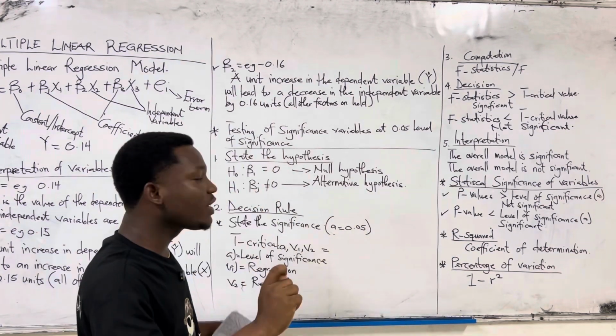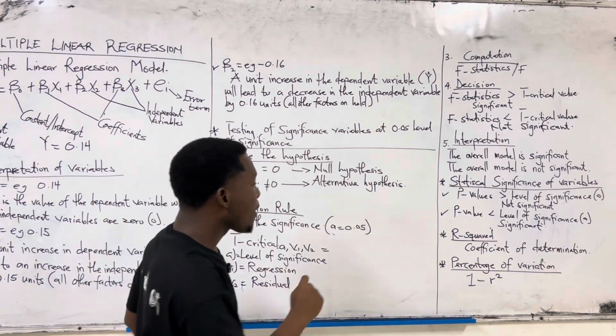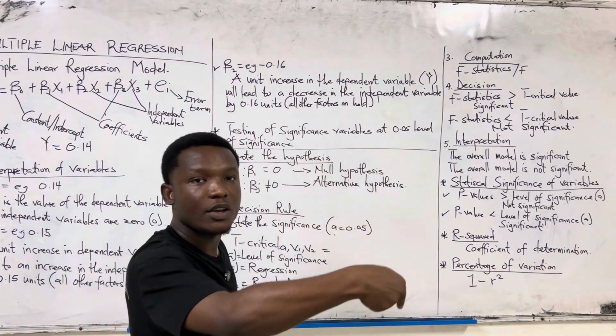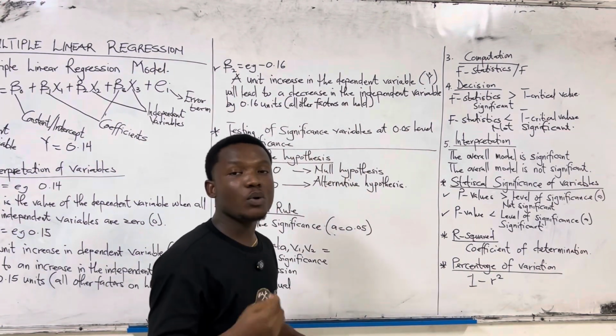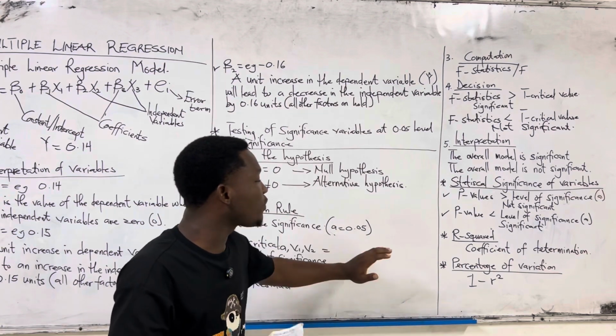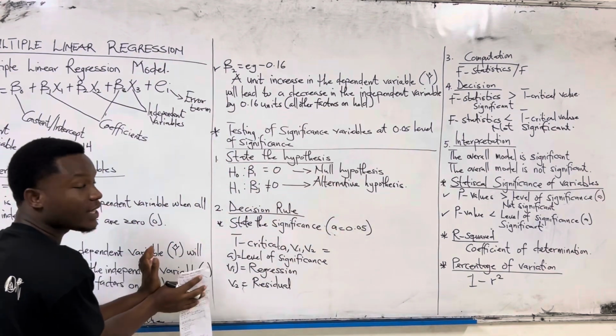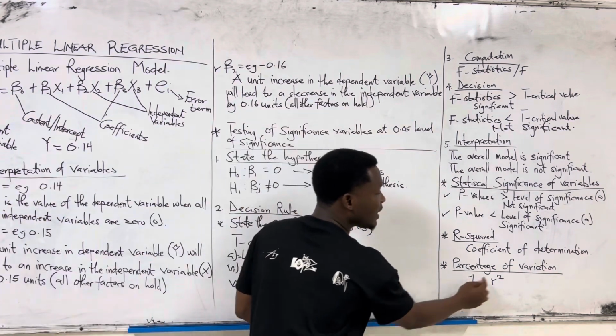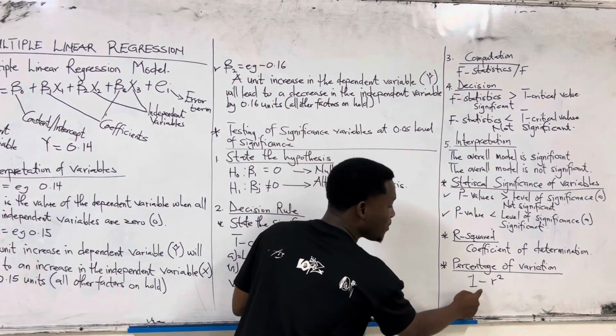The R squared will be given to you in the question, and then you state the R squared and convert it into a percentage. When you convert it into a percentage, that tells you the percentage of all the factors involved in getting the model. And then we have the percentage of variation, that is 1 minus R squared.